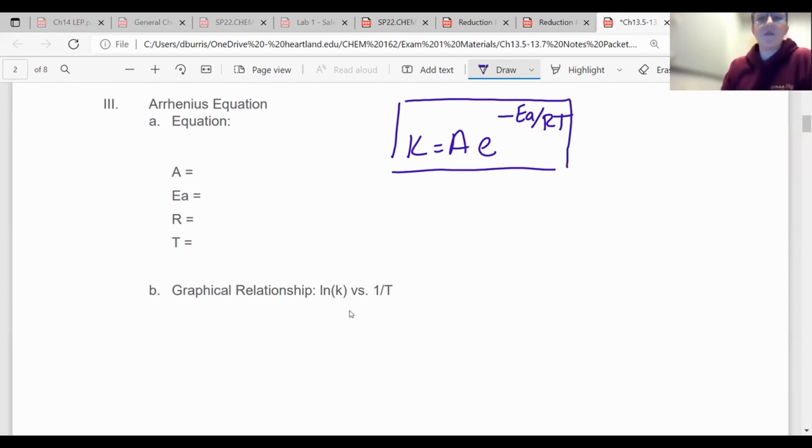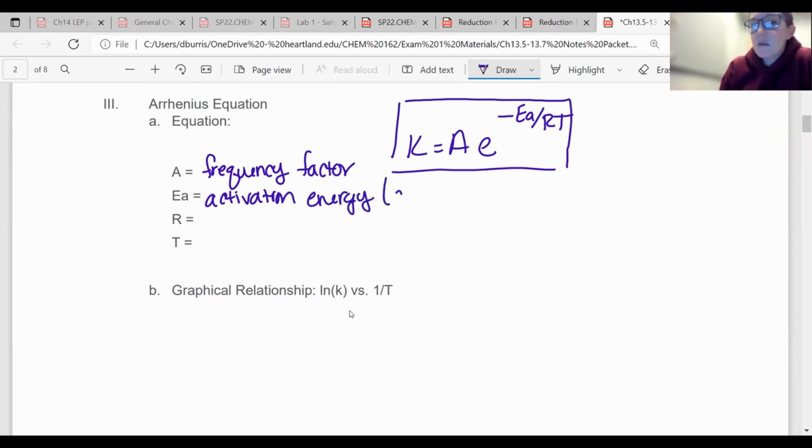So what does everything stand for in this case? A is the frequency factor. This has to do with the collisions that are made, the successful collisions. This is going to be different for every reaction. Most of the time, honestly, I'm not going to give you the frequency factors, so we're going to have to use a different form of this equation. Ea is, of course, activation energy. Remember, activation energy is always going to be positive. Can't have a negative activation energy.